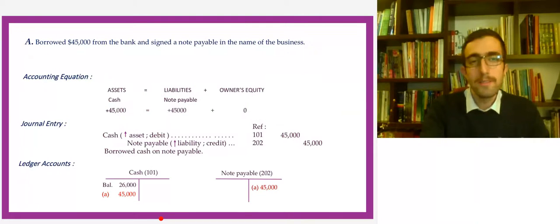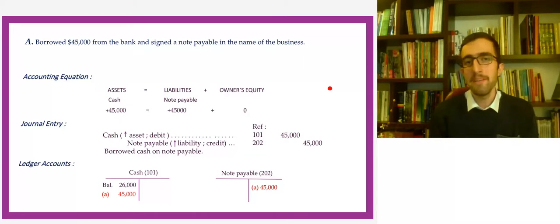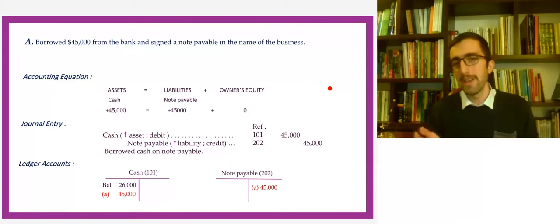On the next page, we have the transactions. Transaction A: Larry Tomasini borrowed $45,000 from the bank and signed a note payable in the name of the business. In this transaction, our involved accounts are cash and notes payable, and both of them increase. So we write cash on the debit side and notes payable on the credit side, and the amount for these accounts is $45,000.